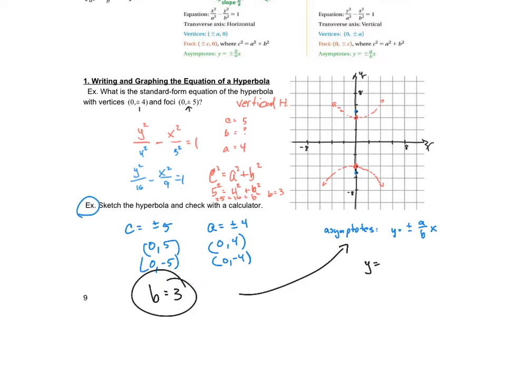These are going to be y equals plus or minus a over b x, which is 4 over 3 x, so one is going to be equal to plus 4/3 x, and one is going to be equal to minus 4/3 x. If I think about that, this is going to be plus 0, so my y-intercept is going to be the origin, and for one of those equations, I'm going to go up 4 over 3.